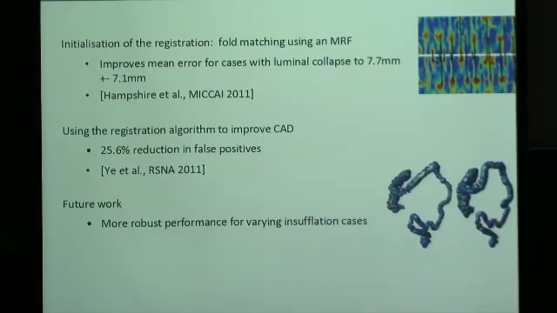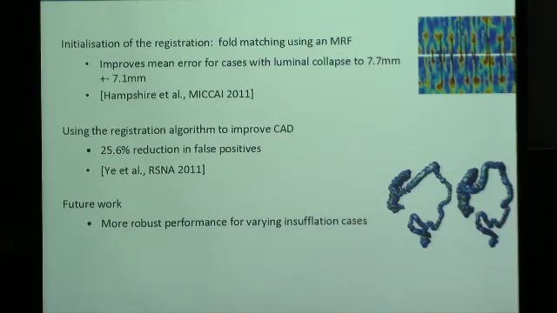What we've done is gone beyond the basic algorithm in a variety of different directions. One thing we've done is tried to improve the initialization of the registration. And for that, we're using a fold matching technique based on Markov random fields. I won't go into all the details. This will be presented at MICCAI 2011. But this technique does a much better job for cases with luminal collapse. In fact, we are able to bring the registration error down to 7.7 millimeters.